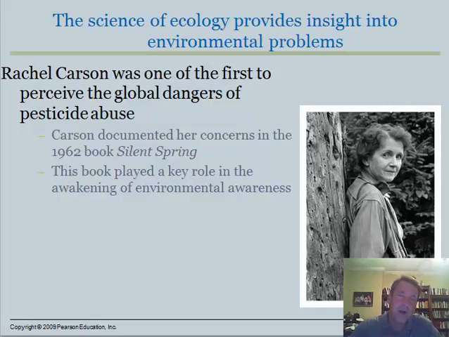But the environmental movement really began with a few key people. One that your book mentions is Rachel Carson. She wrote a book called Silent Spring, which talks about how the songbird population diminished because of the use of a pesticide.